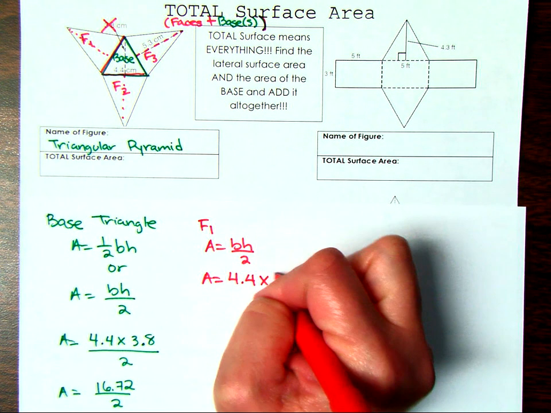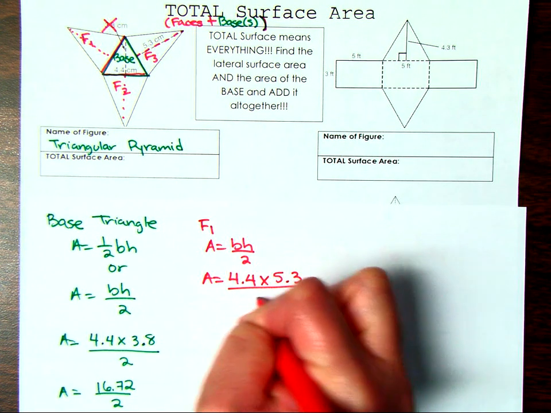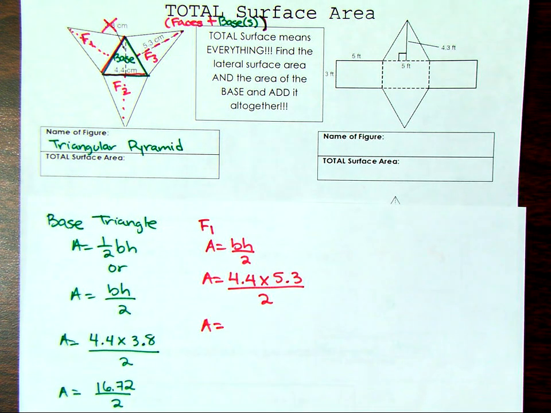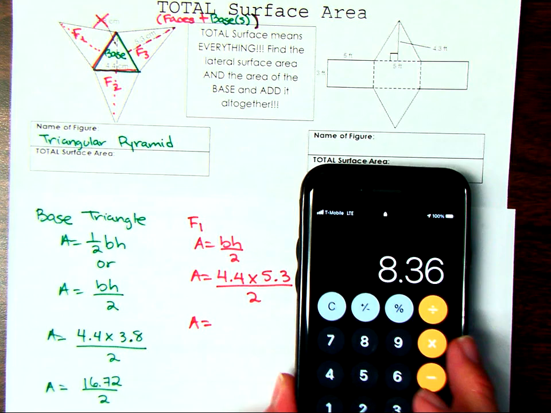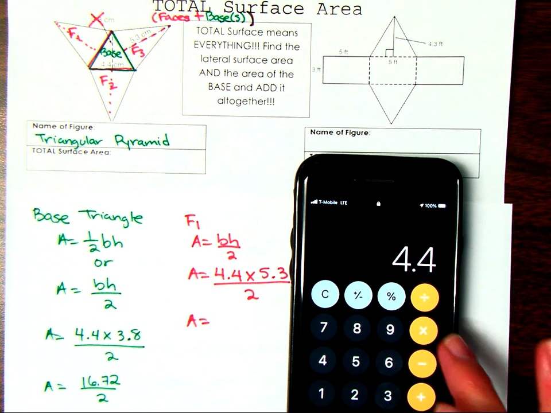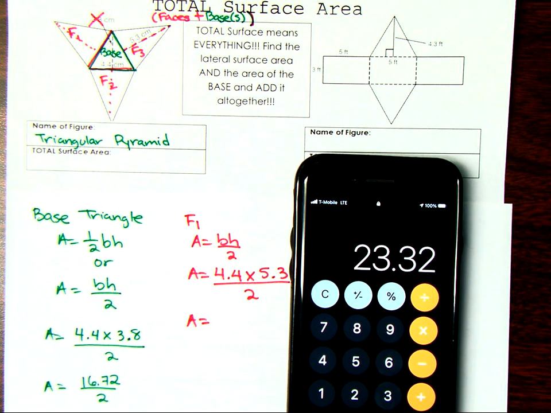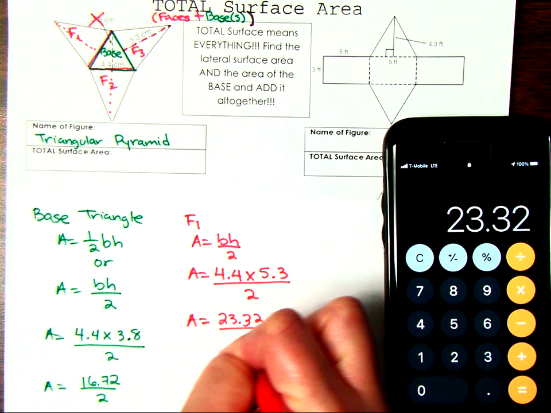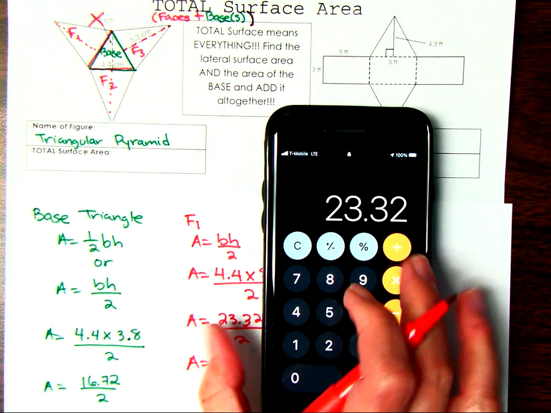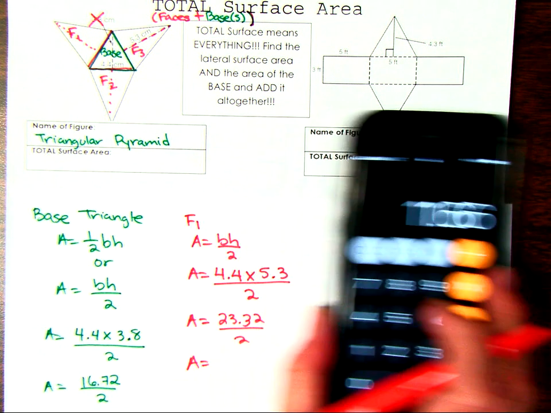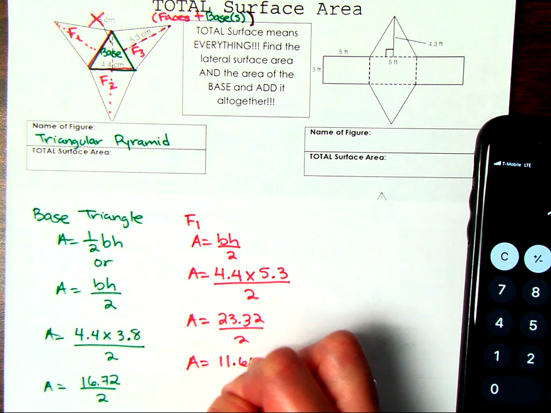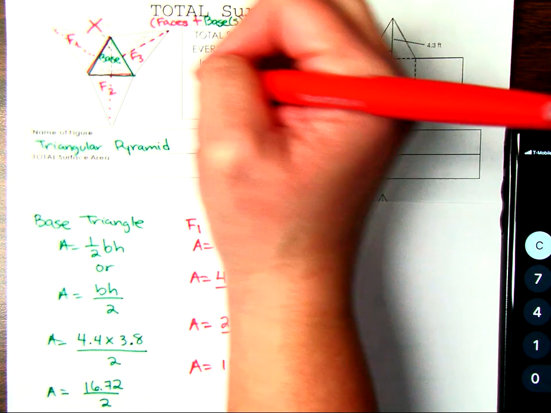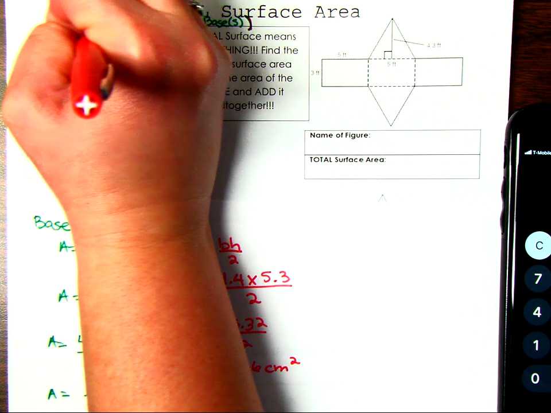So 4.4 times 5.3 divided by 2. Again, multiplying by 1/2 is the same thing as dividing by 2. So we're going to say 4 and 4/10 times 5 and 3/10 gives you a product of 23 and 32/100. But we need to multiply by 1/2 or divide by 2, and we get 11 and 66/100 in that centimeter square. So I know that the area of this one is 11.66.